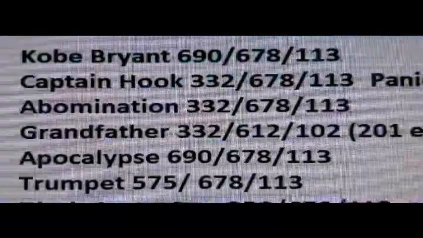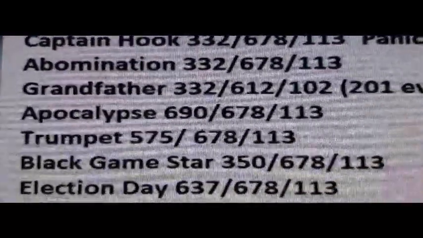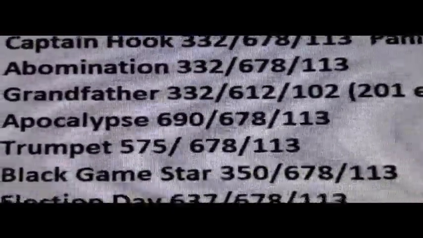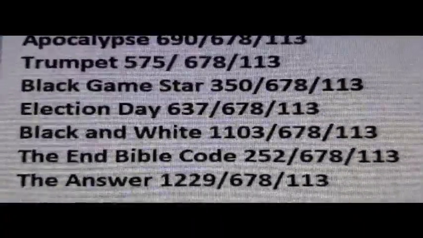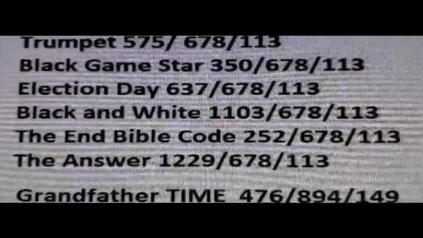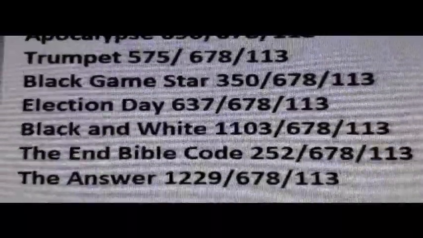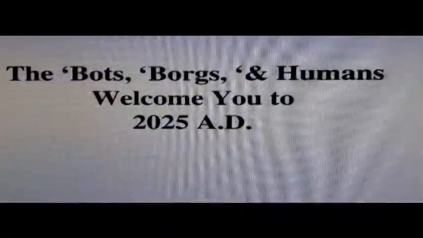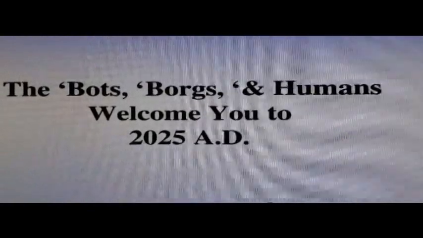Do you think that's an accident? Nothing is an accident. Look at all that 113. Kobe Bryant, Captain Hook, Abomination, Grandfather, as in time. Well, that's not 113, but that's attached. Apocalypse, Trumpet, Black Gate Star, Election Day, Black and White, The End, Bible Code, The Answer. Believe me, they've thought of all of this. So the bots, Borgs, and humans welcome you to 2025.